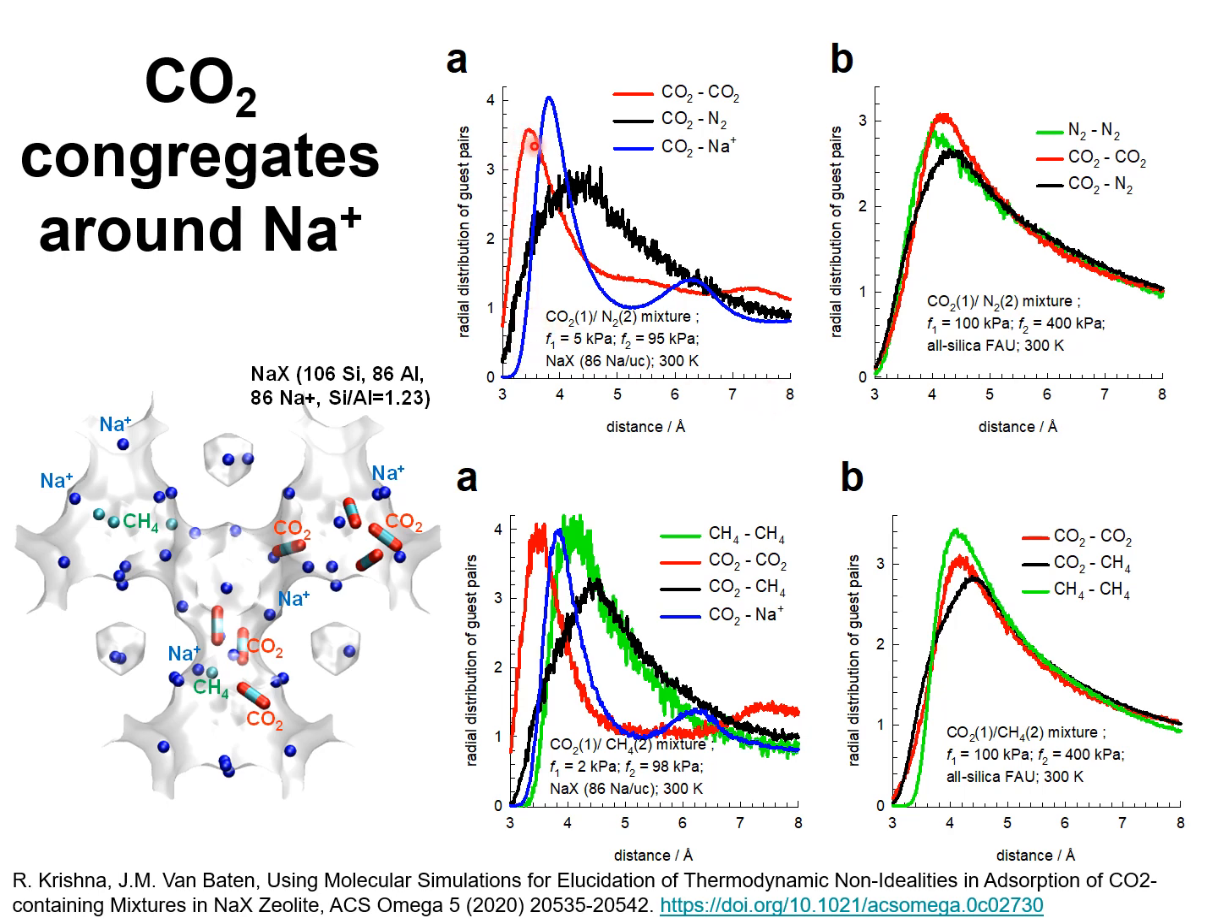The red line is for the CO2-CO2 distances. The blue line is for distances between CO2 and the extra framework cations, and the black line is for distances between CO2 and nitrogen in a CO2 nitrogen mixture at a total pressure of 100 kilopascal, temperature of 300 degree Kelvin. The first peaks are indicative of the segregation or congregation effects for CO2 nitrogen mixtures. We note that the CO2 molecule is closer to the extra framework cation than it is to the nitrogen partner.